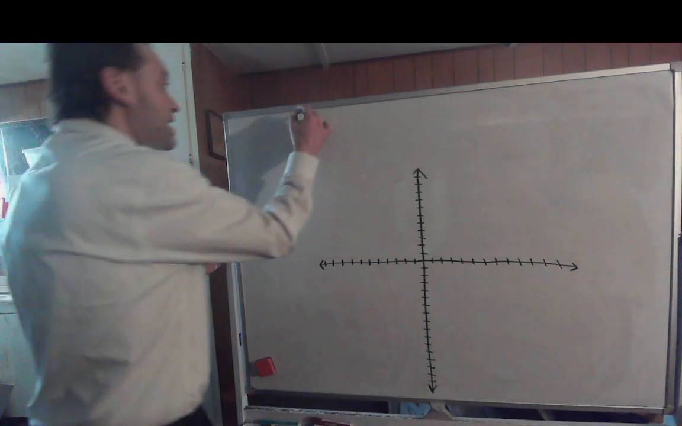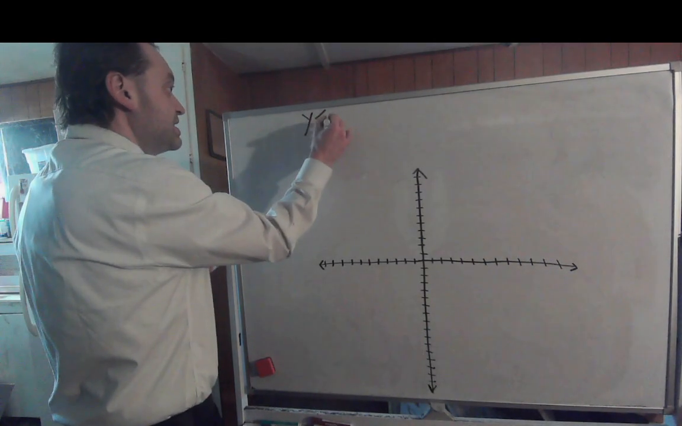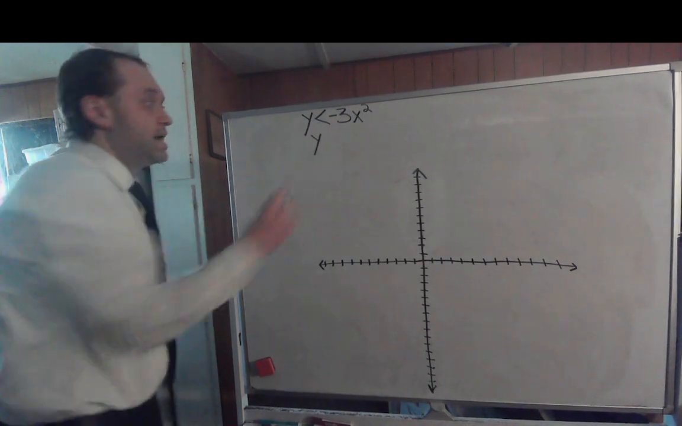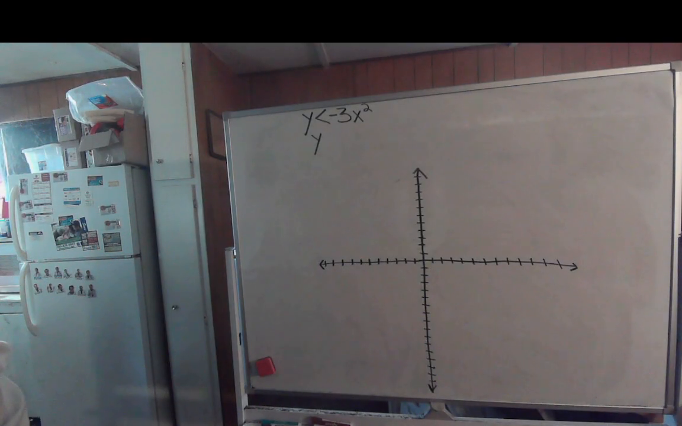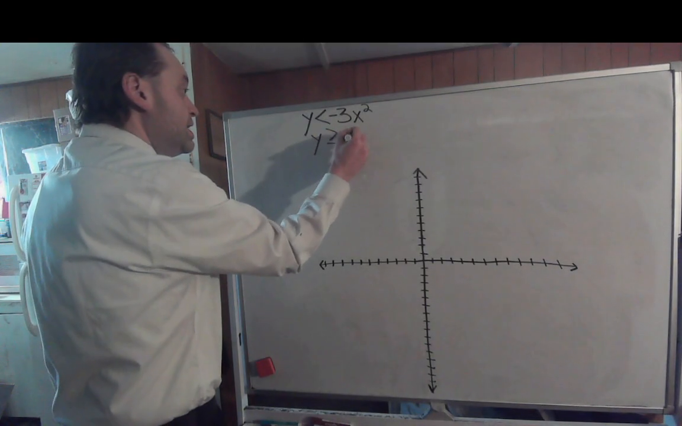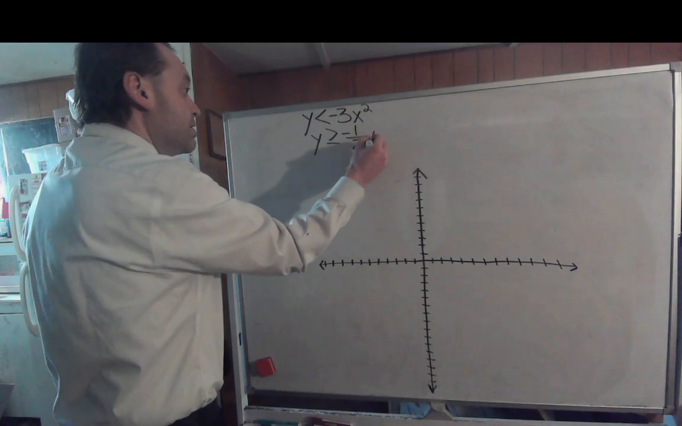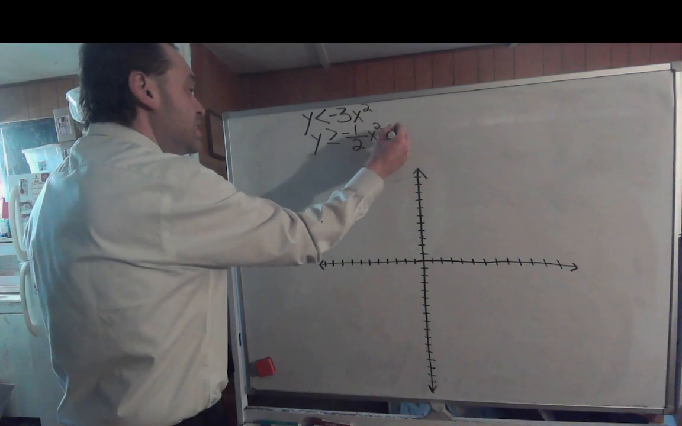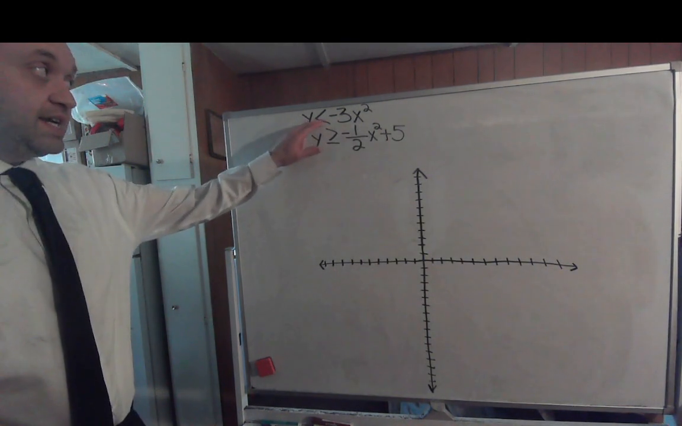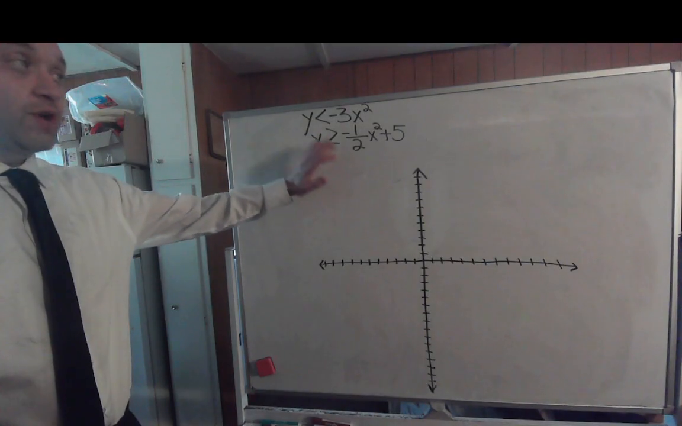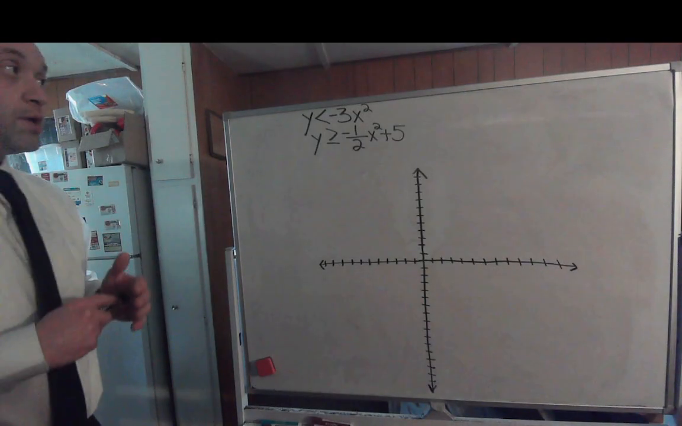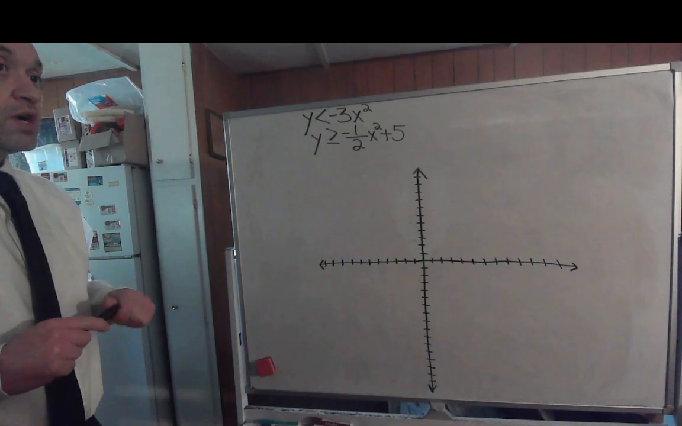We have y is simply less than negative 3x squared. Then we have y is greater than or equal to negative half x squared plus 5. So y is just less than negative 3x squared, but y is greater than or equal to negative half x squared plus 5. Well, a couple of things here.